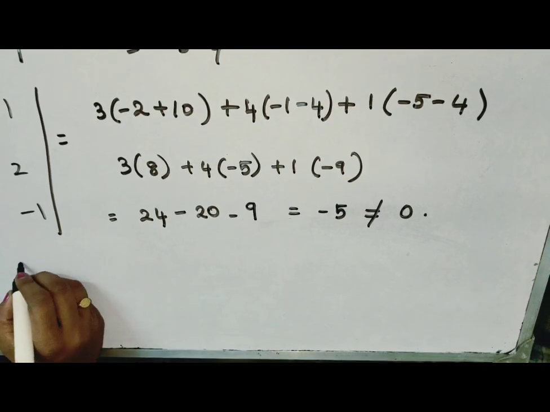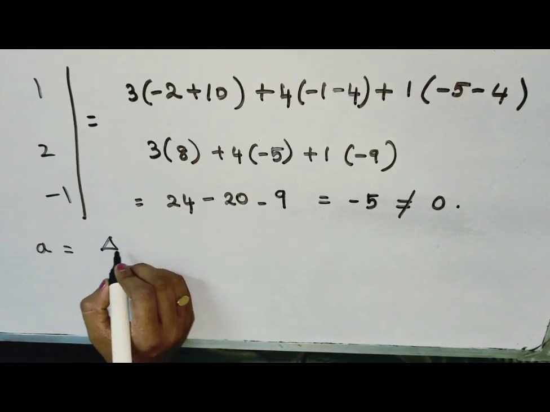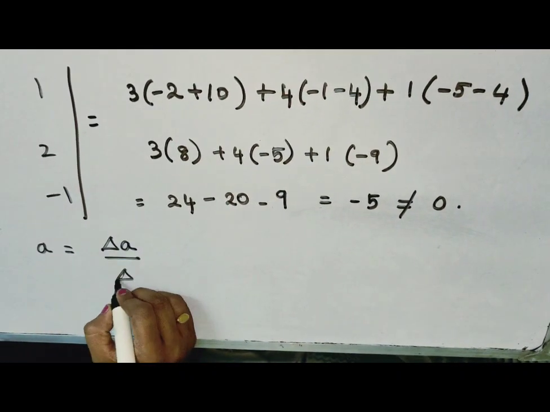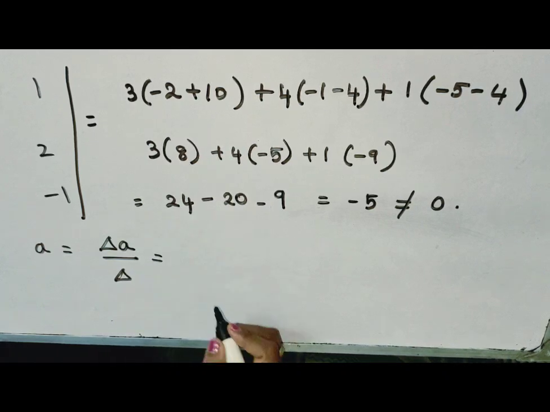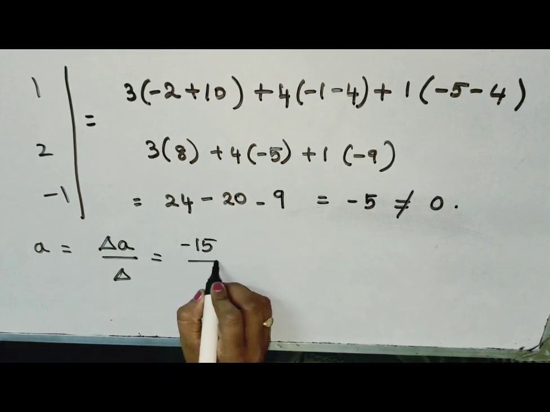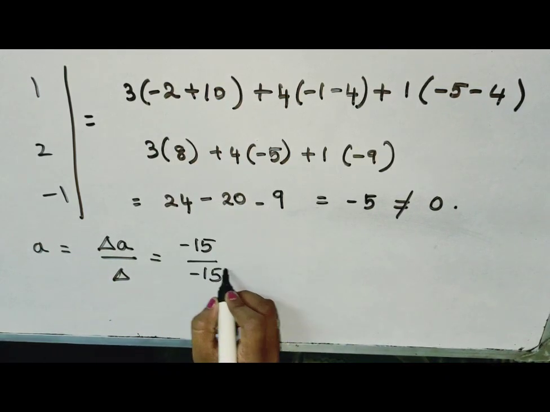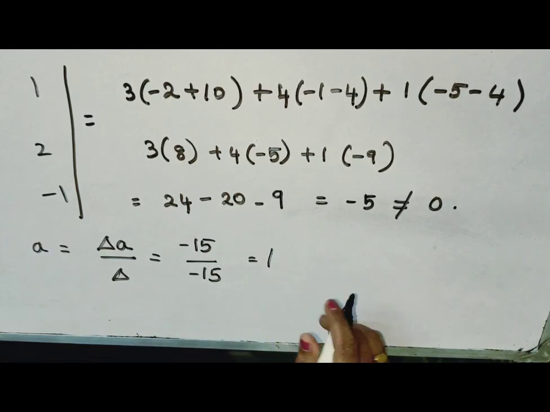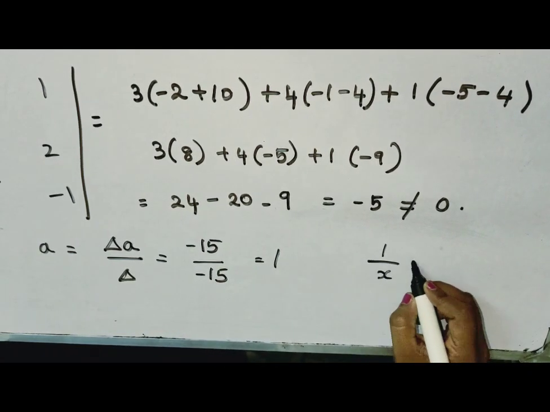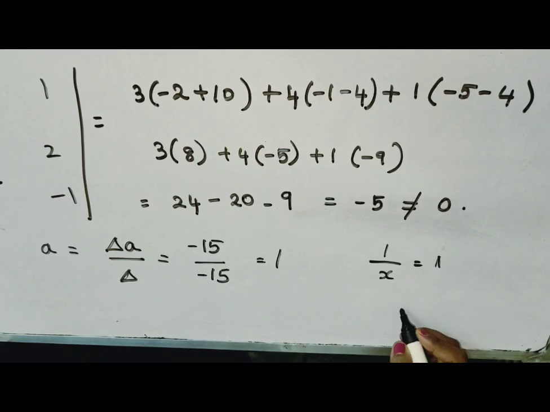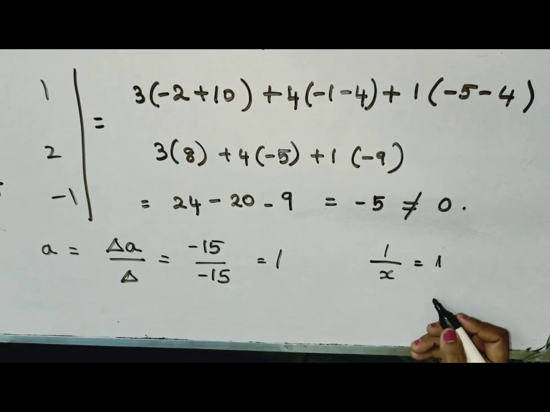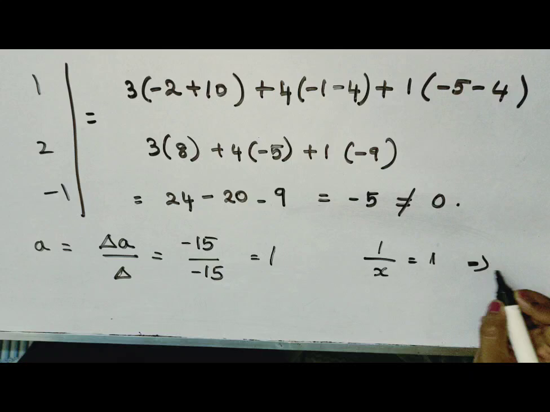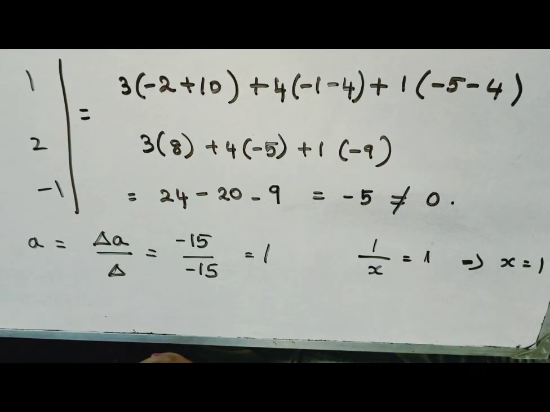So how can we find the value of a? The value of a we can find using the formula delta A by delta. The value of delta A we got as minus 15. The value of delta is also minus 15. So a equals 1. a equals 1 means 1 by x is a, so I am replacing it as 1. So the value of x, if I reciprocate, is equal to 1.